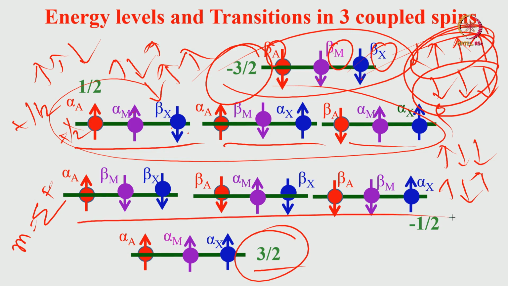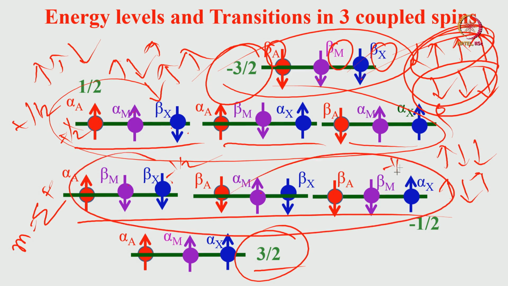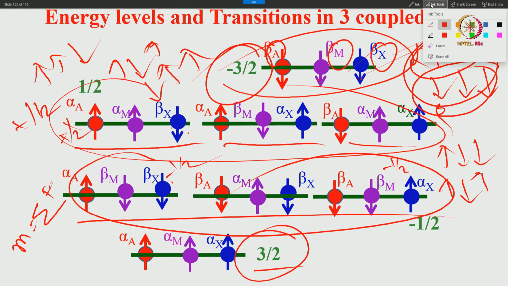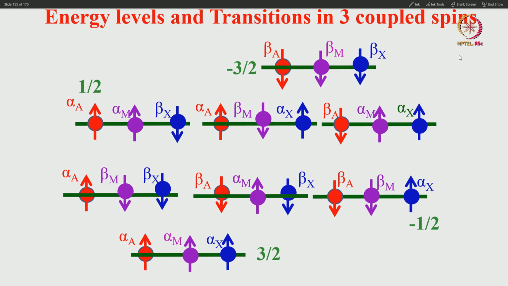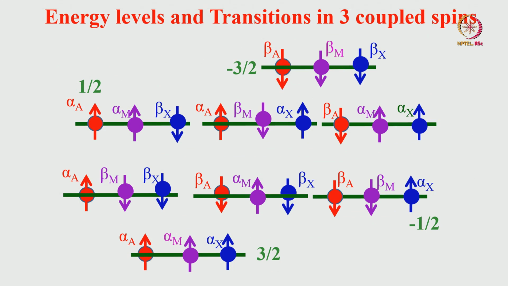Similarly, here 2 down, 1 up, minus half, minus half, plus half, it is minus half. Similarly, here minus half, plus half. So, all the 3 energy states correspond to the minus half state. Okay. So, there are 4 possible magnetic quantum numbers you can think of: plus 3 by 2, plus half, minus half and minus 3 by 2. Only 8 different energy states, but 4 different magnetic quantum numbers.